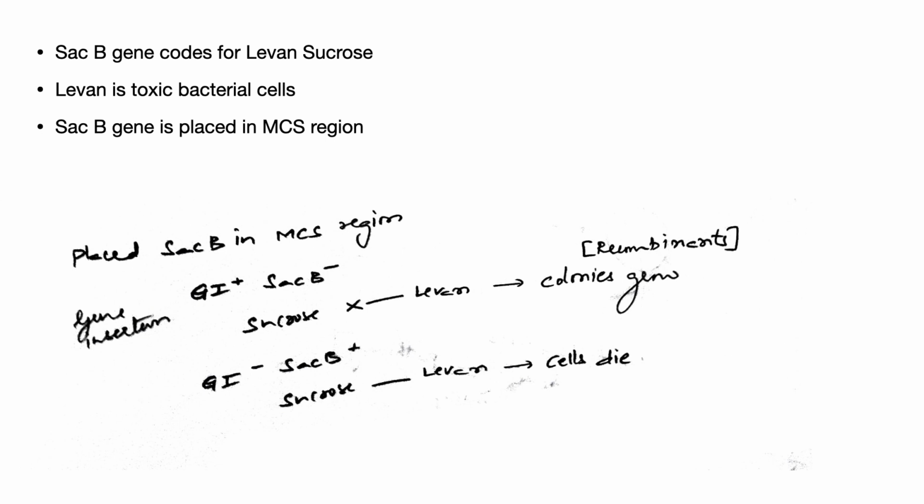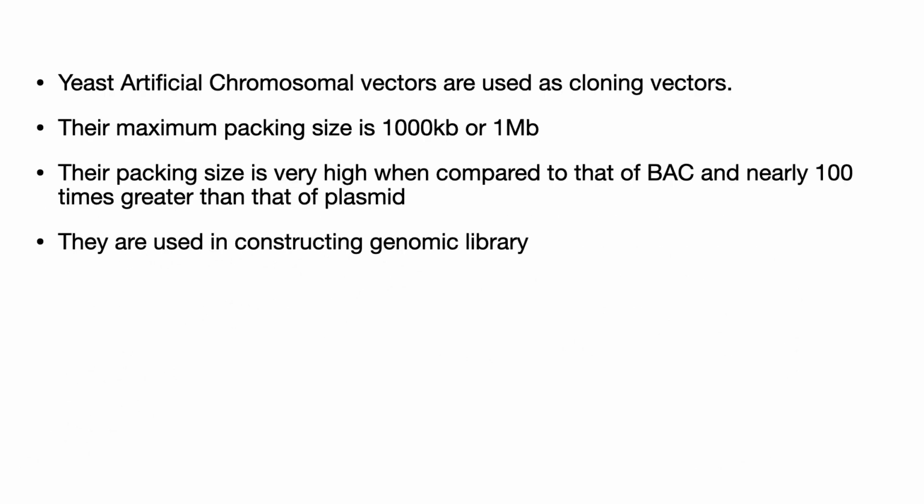These are the few of bacterial artificial chromosomal vectors. So let us go into yeast artificial chromosomal vector. Yeast artificial chromosomal vector, abbreviated as YAC, are also used as cloning vectors. Their packing size is 1000 kb or 1 MB.